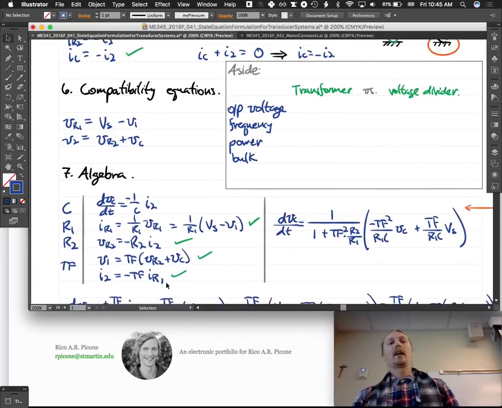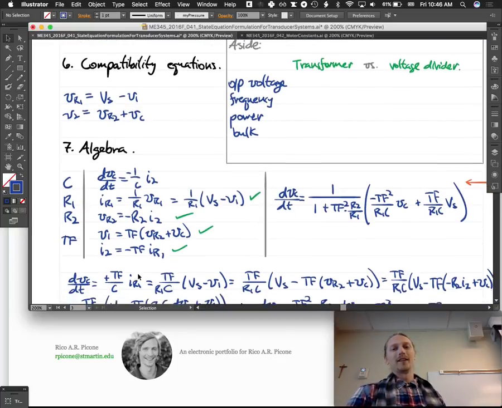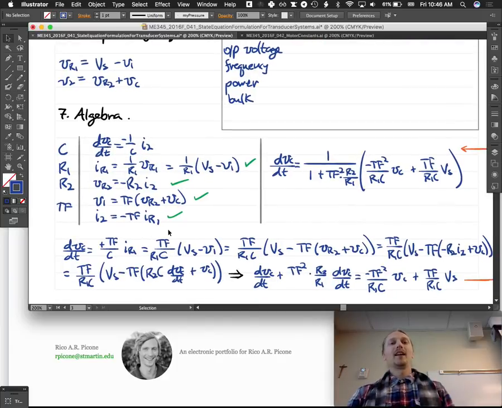Okay, and now we're left with 5 — 1, 2, 3, 4, 5 equations that we need to get down to how many? 1. So we've got to do some elimination.